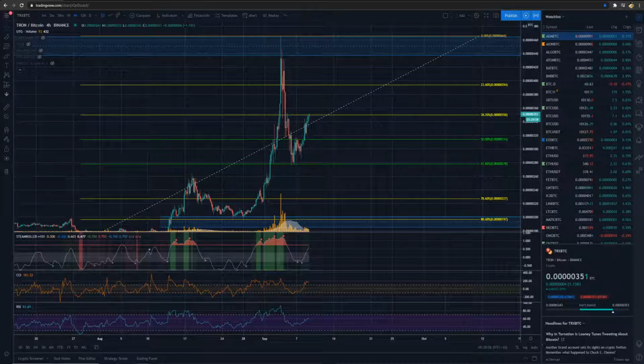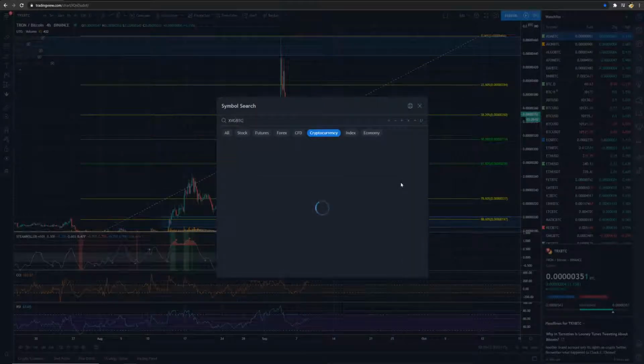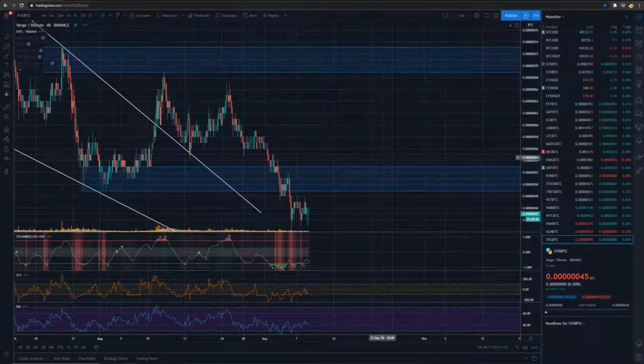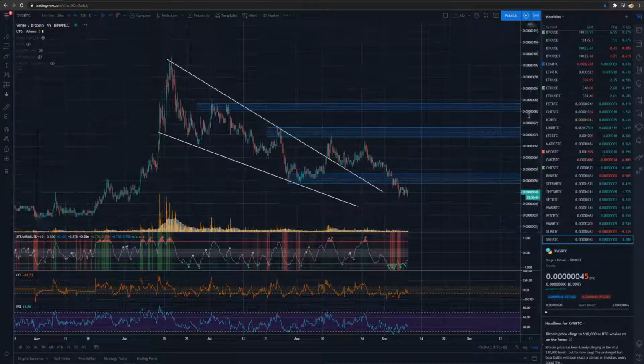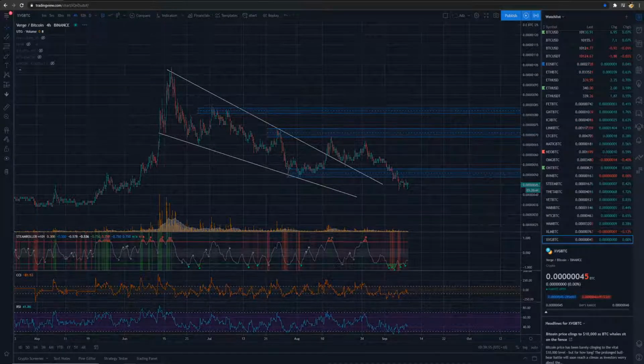The next one that I'll have a look at is XVG, Verge. So if you're trading on Binance and you're an AUD user, they have banned you from trading Verge, if you guys didn't know that already.